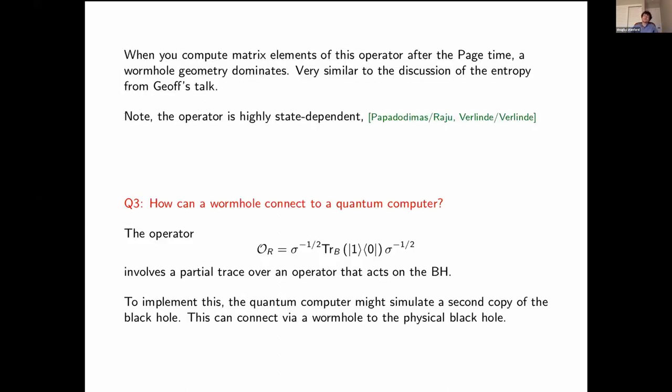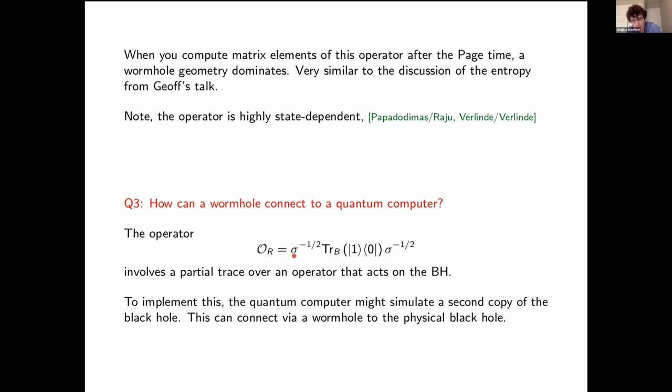Okay, so next question. What does it mean for a wormhole to connect to a quantum computer? And the answer to this question is not going to be very satisfying, but it's the best that we can do at the moment. So the operator that we're acting with, this PETS map operator, acts only on the radiation. That was the rule, it has to act only on the radiation. But it involves in various places a partial trace over an operator that acts on the black hole. So there's some version of the black hole inside this operator we're tracing over.